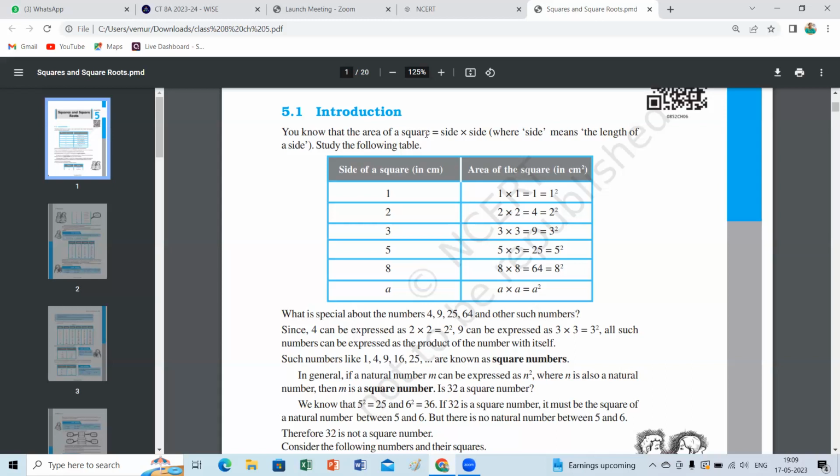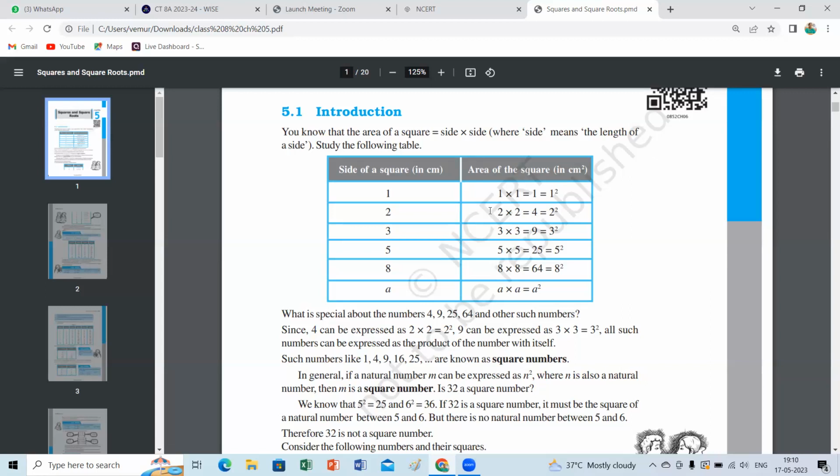What is the area of a square, children? Side into side, that means the length of the side, right? If a side of a square is 1 centimeter, what's its area? Area is 1 square centimeter. Suppose 2, then 2 squared, which is 4. 3 means 3 squared, which is 9 square centimeters. And 5 squared, 25 square centimeters. And 8 squared is 64.